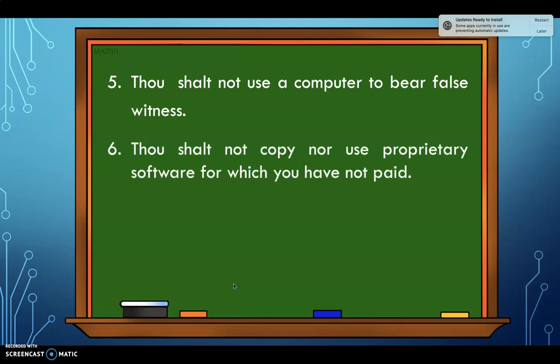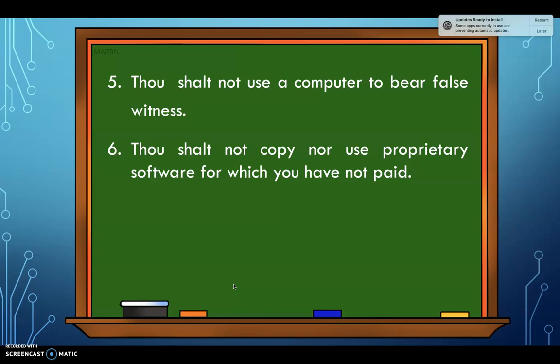Number 6. Thou shalt not copy or use proprietary software for which you have not paid. Think about how hard it is to write good software. Think about all the people and costs involved. You have two choices. Buy a license or find an open source alternative. Using pirated software is not only unethical, but it is also dangerous because of hidden malware.